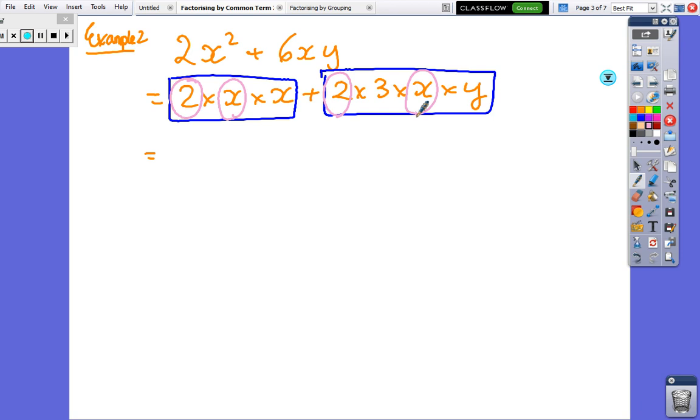Now we take the common term, 2x, we open the bracket, and we leave in the bracket what's left behind. So x plus 3y. We close, and that's the answer. Copy that down, and when you're ready, come to the next tape.